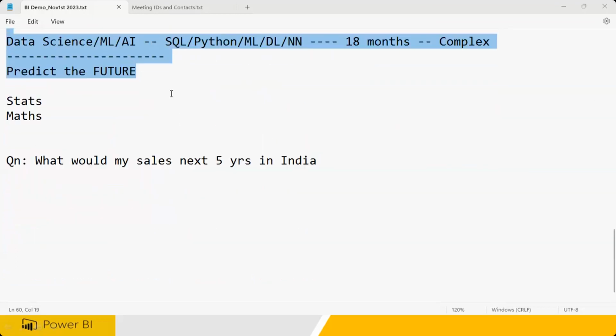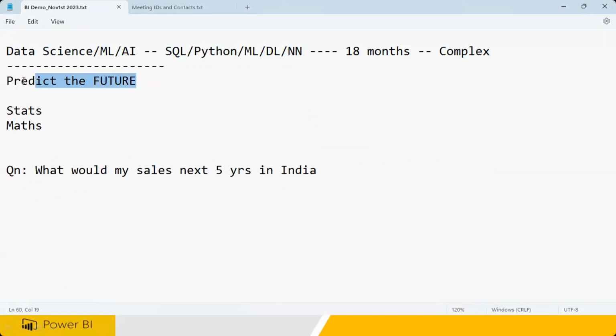Clear? So what does data science mean? Predictions, the future. In India, this is like Jyotish Shastra, which means predictions, right? So data science is more about future predictions. For example, I want to know what my sales would be in the next 5 years in India. That is a prediction, and predictions are done with the help of data science or artificial intelligence.